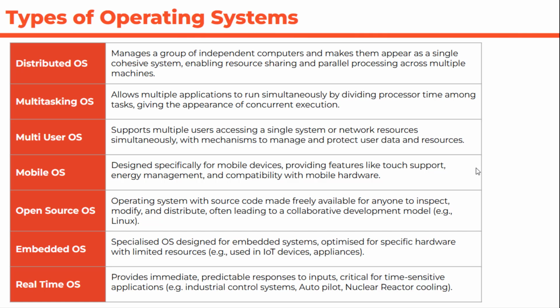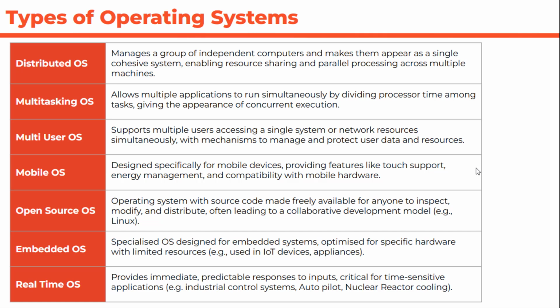And finally, we've got real-time operating systems. And they provide immediate, predictable responses to inputs critical for time-sensitive applications. So think about industrial control systems where we get an input and immediately we have to do something, like a greenhouse. Greenhouse is too hot, open the windows. Greenhouse is too cold, turn on the heater. Right? Immediately that should happen.